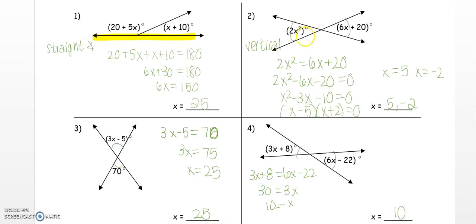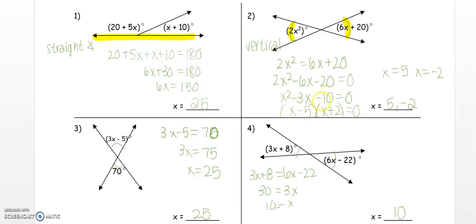Okay, for number 2, these 2 lines form the vertical angles, right? The vertical angles, they're opposite each other. That means they're the same measure. When you solve this, yes, it gets a little funky because it's a quadratic. But we move everything to one side. So we subtract the 6x, subtract the 20. In this case, we have 2x squared minus 6x minus 20. All I did was divide a common factor out of each and every term. I suggest you do that or check to see if you can do that if you have a value of a that's greater than 1.